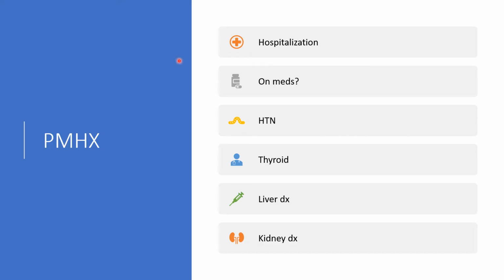Past medical history. We want to know how many times have you been hospitalized, on account of what? Are you on any medication currently? Can you give me the list? Have you been diagnosed with hypertension? You know your blood pressure. Is it under control? Any thyroid disease currently? Any liver disease? Any kidney disease?